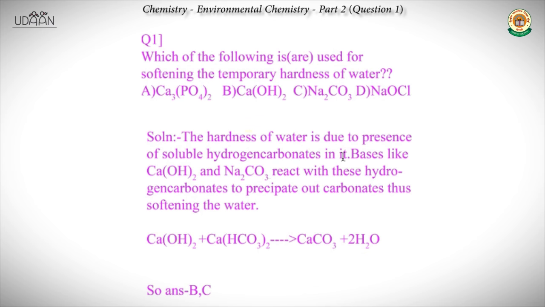Hence, the reaction of calcium hydroxide with calcium hydrogen carbonate yields calcium carbonate plus 2H2O. Here, calcium carbonate gets deposited, that is, it is precipitated out. So the hardness of water is removed. In this way, the answer comes out to be B and C, because both Na2CO3 and Ca(OH)2 are basic in nature and can react with Ca(HCO3)2 to cause its precipitation. Okay, so this concludes question number 1.